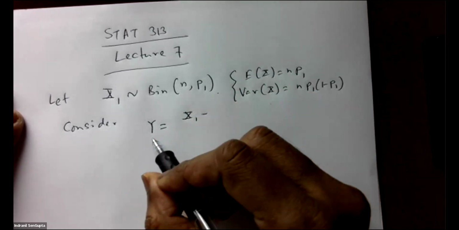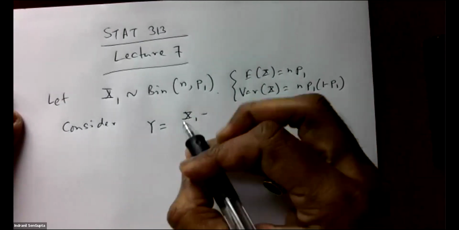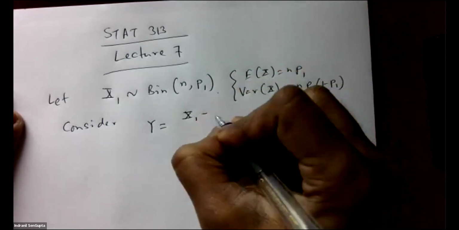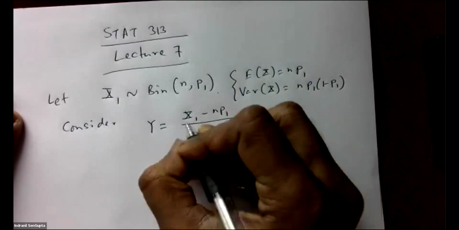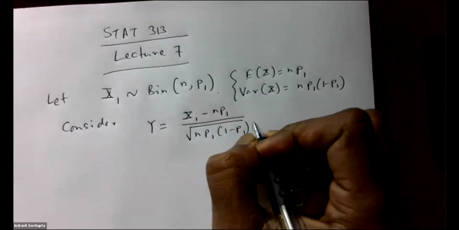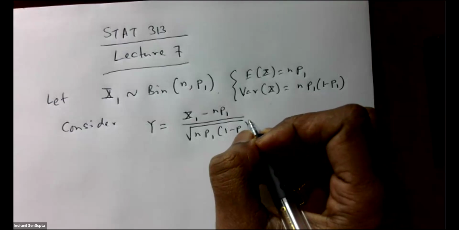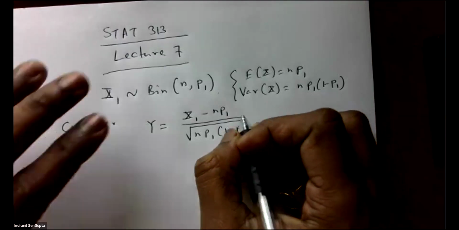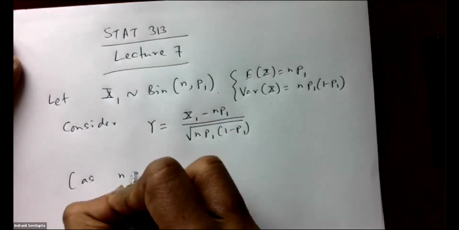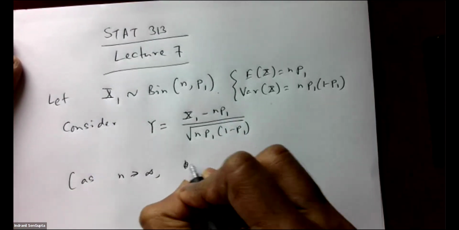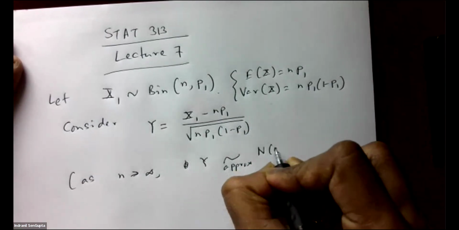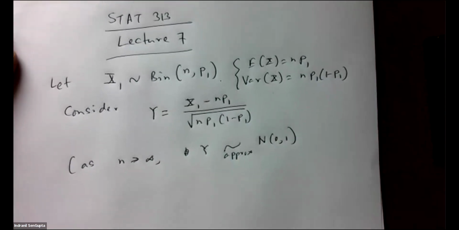As we all know, these are the expected value and variance for the binomial distribution. So suppose we consider a new random variable y, given by x1 minus np1 over the square root of the variance, np1 times 1 minus p1. Of course, by the central limit theorem, as n goes to infinity, this y is approximately standard normal.